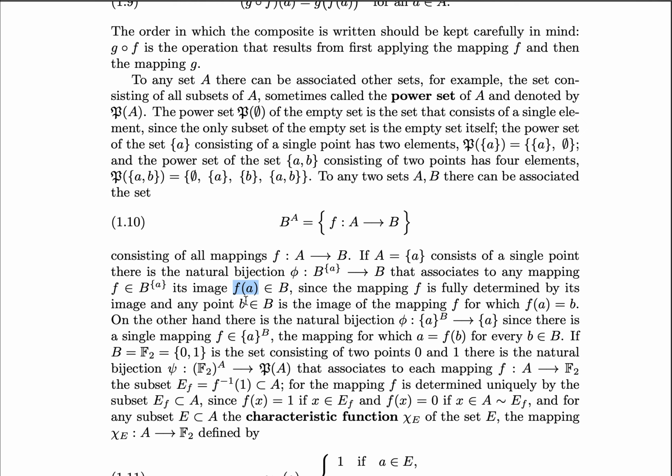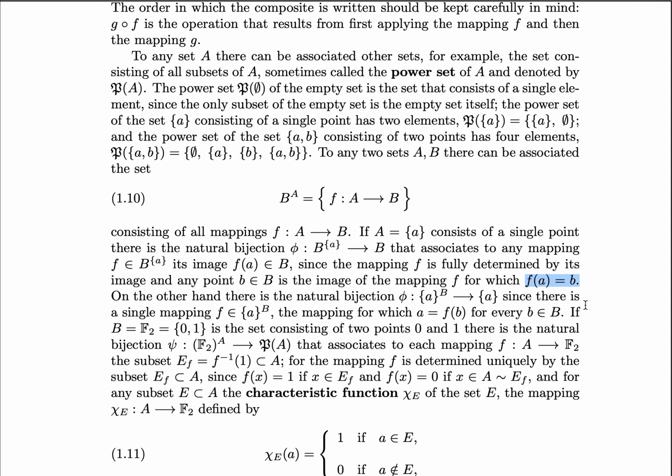So, because any point B in B^A, the set of all mappings, must be the image of some mapping F for which F of A is equal to B. Likewise, we can do the reverse.